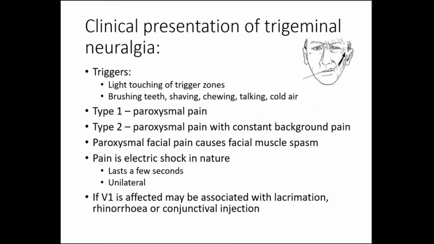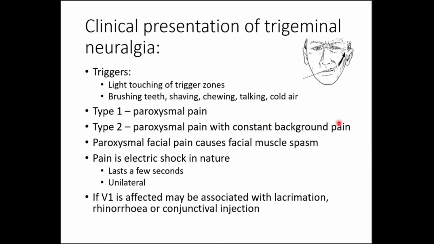So the clinical presentation: there are particular things which may trigger the pain, such as touching of trigger zones, or brushing teeth, shaving, chewing, talking, or cold air, typically on the cheeks. The type 1 presentation would be when they have paroxysmal pain, whereas type 2 is when they have paroxysmal pain which is associated with a constant background pain.